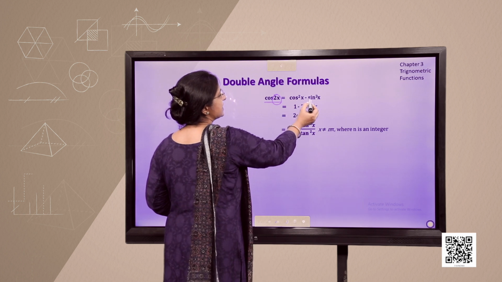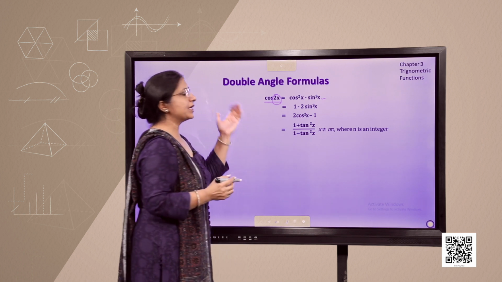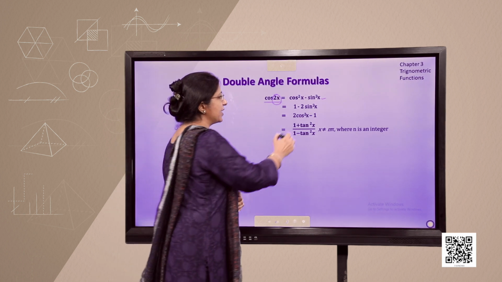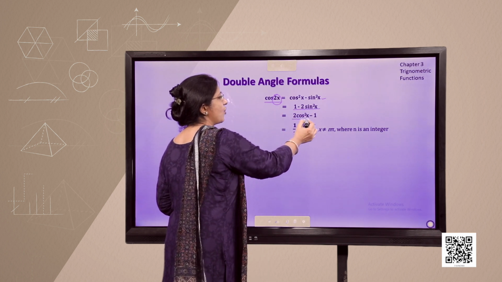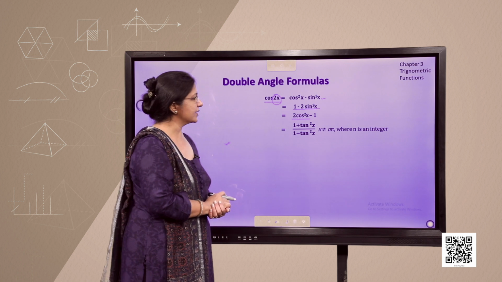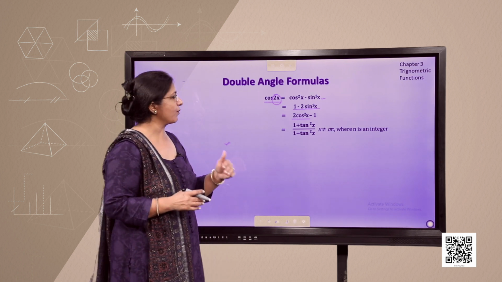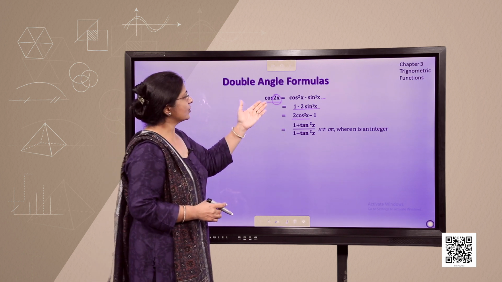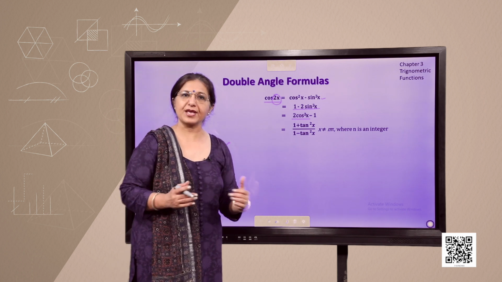If we need cos and sine in squared form, then we can use this. If we need to convert cos of 2x into the form of the sine function, we can use this. And if we need to convert it into the form of cos, we can use this. And if we want to convert cos into the form of tangent, then we can use this. Like you can see, cos 2x can be represented in four different ways.